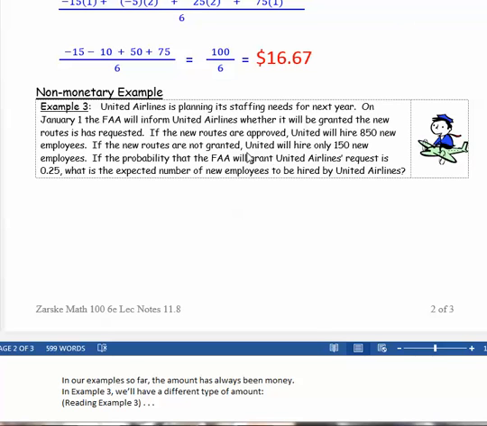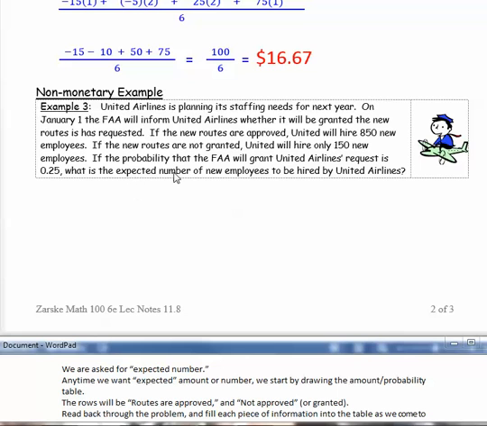United Airlines is planning its staffing needs for next year. On January 1st, the FAA will inform United Airlines whether it will be granted the new routes it has requested. If the new routes are approved, United will hire 850 new employees. If the new routes are not granted, United will hire only 150 new employees. If the probability that the FAA will grant United Airlines' request is 0.25, what is the expected number of new employees to be hired by United Airlines?